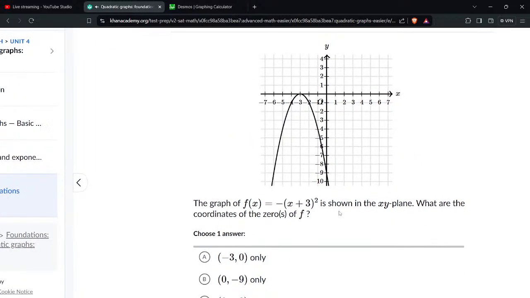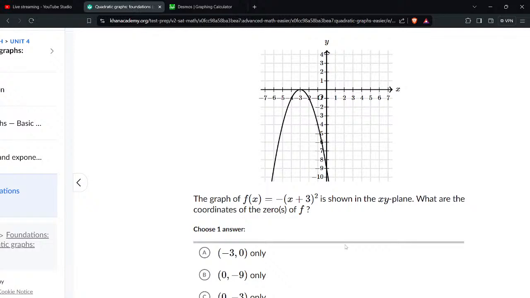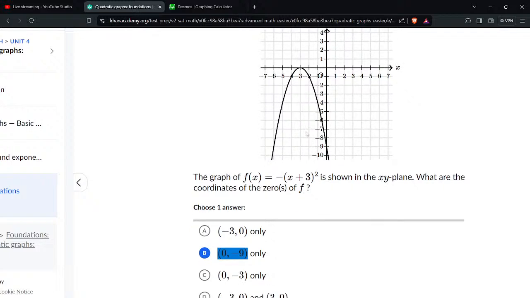Okay, the graph. No, no. What are the coordinates of the zeros of f? What does this mean? Coordinates of zeros of f. There's only 0 comma minus 9, right? No, there's 0 comma... There's 3 comma 0 as well. 3 comma 0. And then minus 3 comma... There's no 3 comma 0. What do you mean?